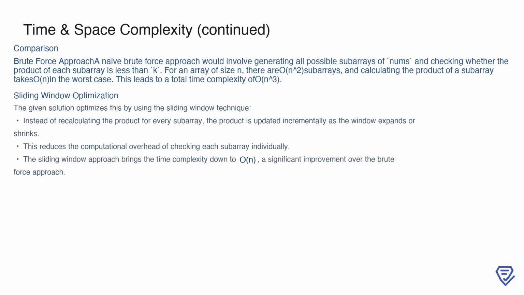By contrast, the sliding window approach drastically reduces this overhead. Instead of recalculating the product for every subarray, it updates the product incrementally as the window expands or shrinks. This eliminates the need to check each subarray individually, reducing the time complexity to O(n). This optimization is a significant improvement over the brute force approach, making the algorithm much more efficient.